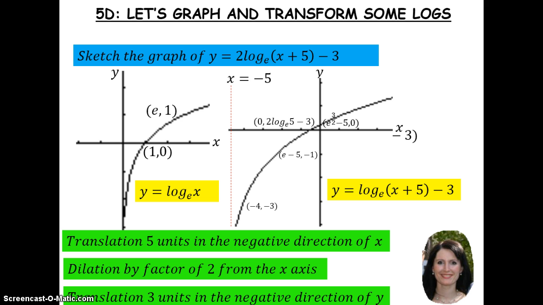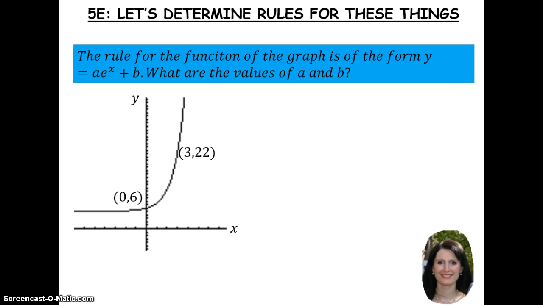And here's our new graph here. We have our point of e minus 5 and minus 1. We have negative 4 and negative 3. Notice I've also marked in the intercept here, and that's important. I forgot to do that in the previous two. Don't forget that. So when x is 0, y just equals 2 log e 5 minus 3. And when y is 0, we get e to the power of 3 halves minus 5. And that's all we need to do for exercise 3D.